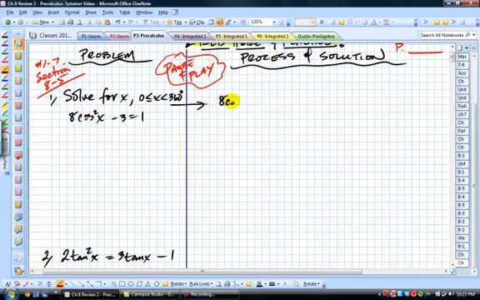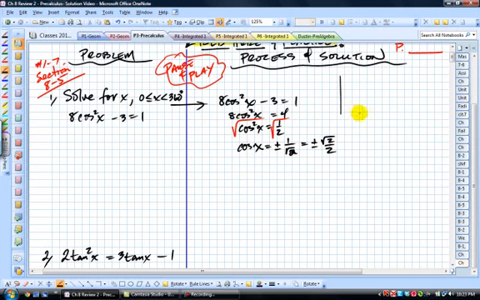Here we go. We're going to take 8 cosine squared x minus 3 equals 1, and we're going to isolate the function, just like we do in Algebra 1 and 2. I'm going to add 3, and I get 8 cosine squared x is equal to 4. Divided by 8, and I get cosine squared x is equal to 1/2. I want to square root both sides, and I get cosine x is equal to plus or minus 1 divided by rad 2, which is equal to plus or minus root 2 divided by 2.